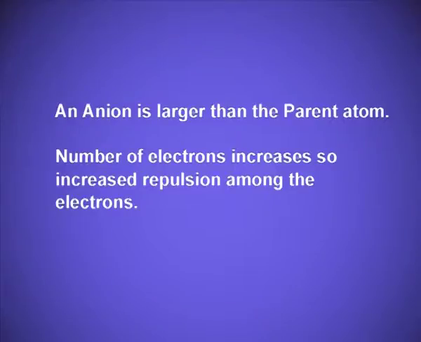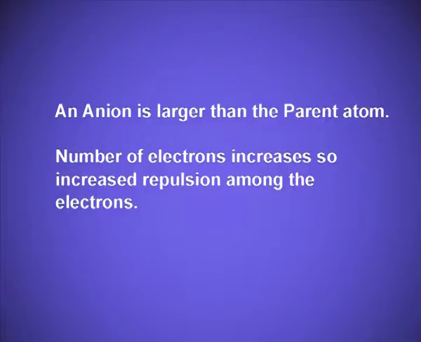Also, when the valence electron is removed, the valence shell is also removed, because the electronic configuration of the sodium is 1s2, 2s2, 2p6 and 3s1. When the last electron is removed, the third shell, the last shell, is also removed, and its electronic configuration remains as 1s2, 2s2, 2p6. Anions are larger than the neutral atom.